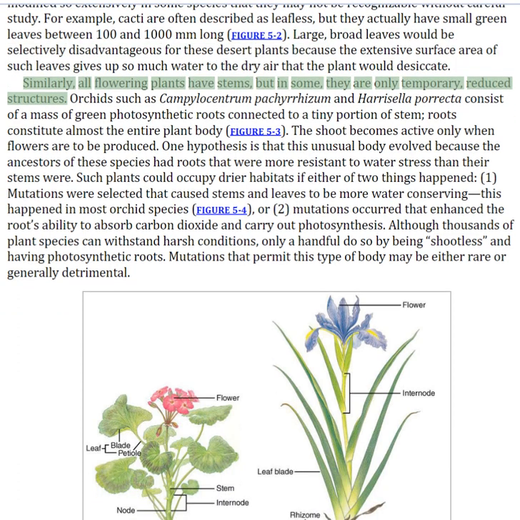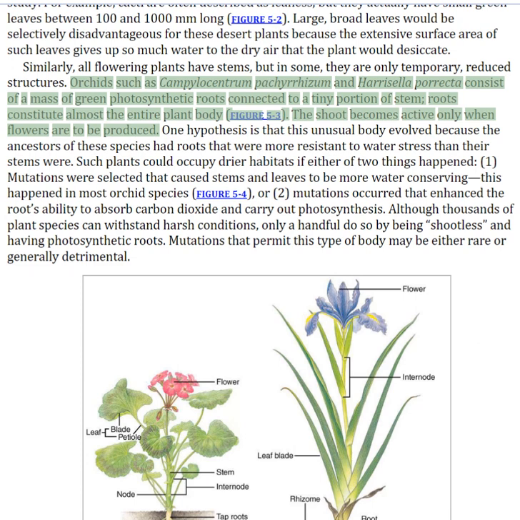Similarly, all flowering plants have stems, but in some, they are only temporary, reduced structures. Orchids such as Campylocentrum pachyrrhizum and Harrisella porrecta consist of a mass of green photosynthetic roots connected to a tiny portion of stem. Roots constitute almost the entire plant body. The shoot becomes active only when flowers are to be produced.